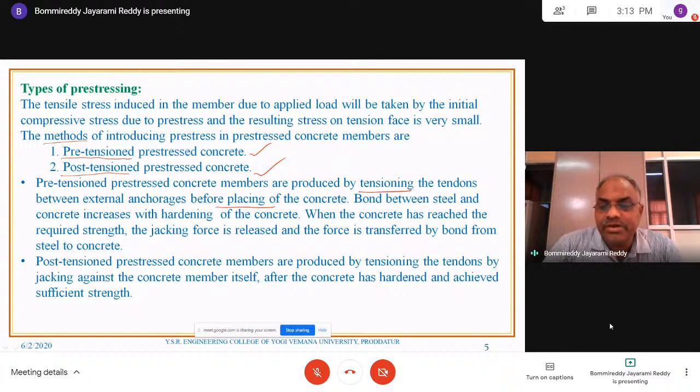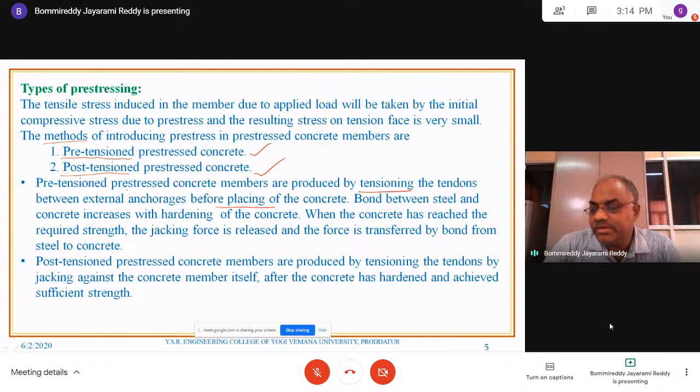And after getting sufficient strength to the concrete, the bond between steel and concrete increases as the concrete hardens. When the concrete has reached the required strength, the jacking force is released and the force is transferred only by means of the bond from steel to the concrete.